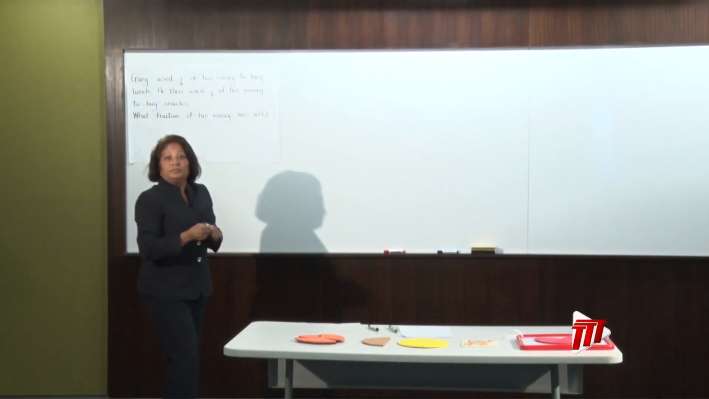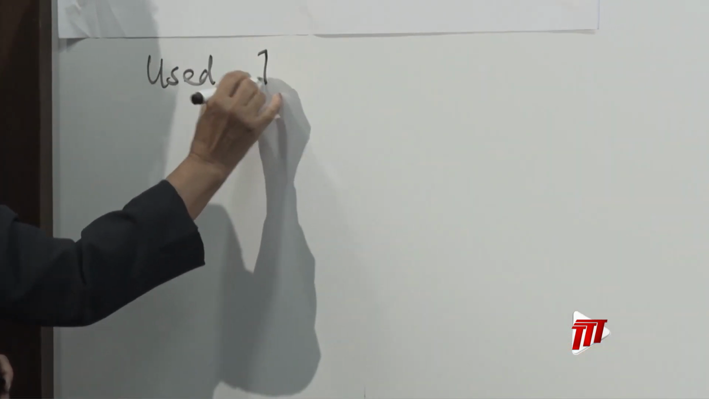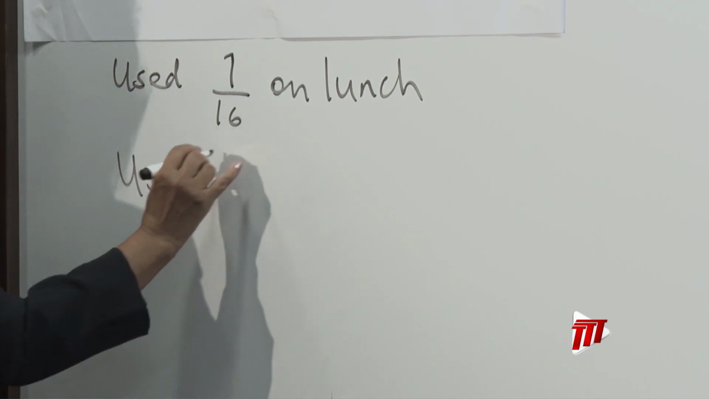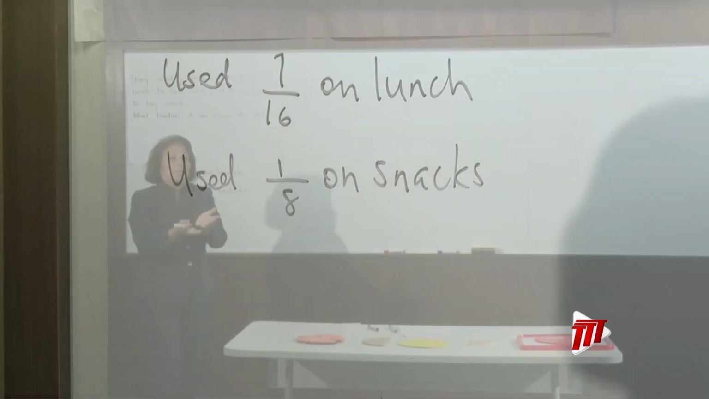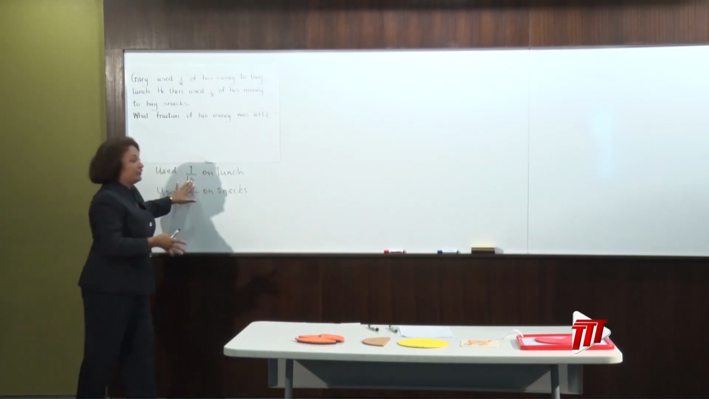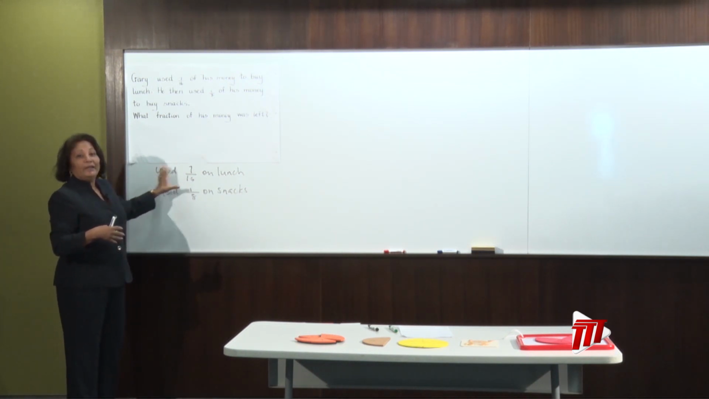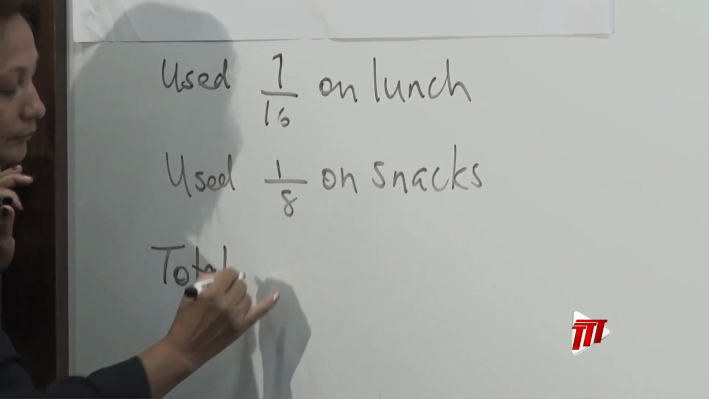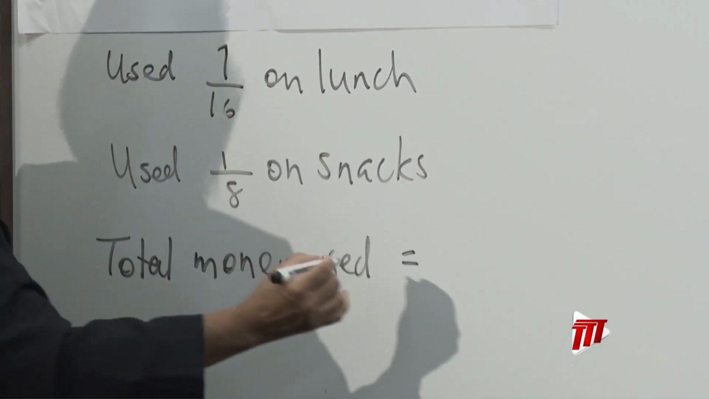So we have some information in the question. So we know he used 7/16 on lunch, and then he used 1/8 on snacks. So out of his whole, he started off with a whole amount of money. It doesn't matter what the whole amount of money was. He had a certain amount of money, and what he did was he used 7/16, and then he used 1/8. We want to find out how much was left. So we need to first find out how much he used in total. So the total amount used would be the sum of these two.